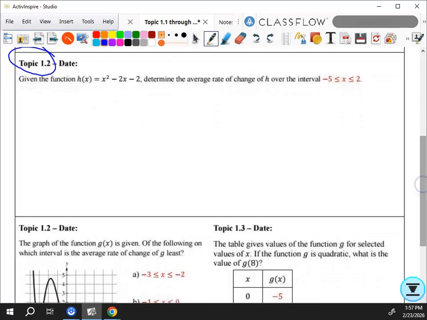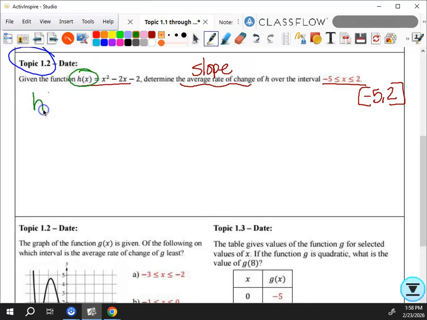Given this function, determine the average rate of change of h over this interval. What does average rate of change mean? Slope. Good Lord in heaven. And I like to rewrite this like this, okay? So the first thing you should do is write down, this is h of x. So we're going to have h of 2 minus h of negative 5 over 2 minus negative 5.